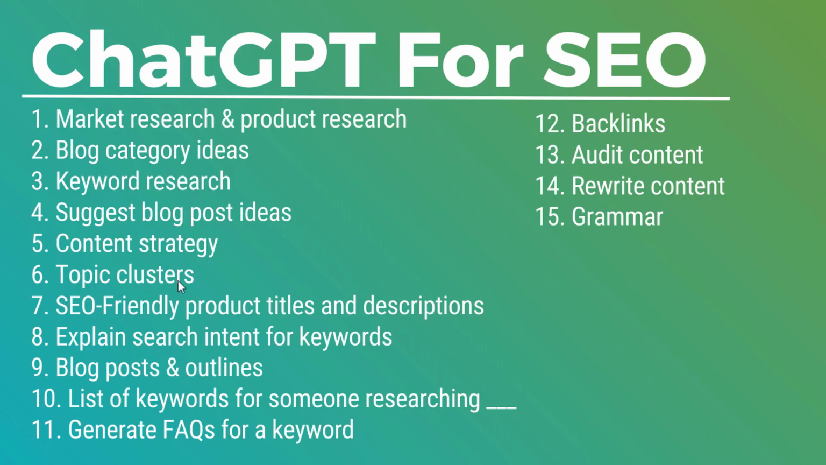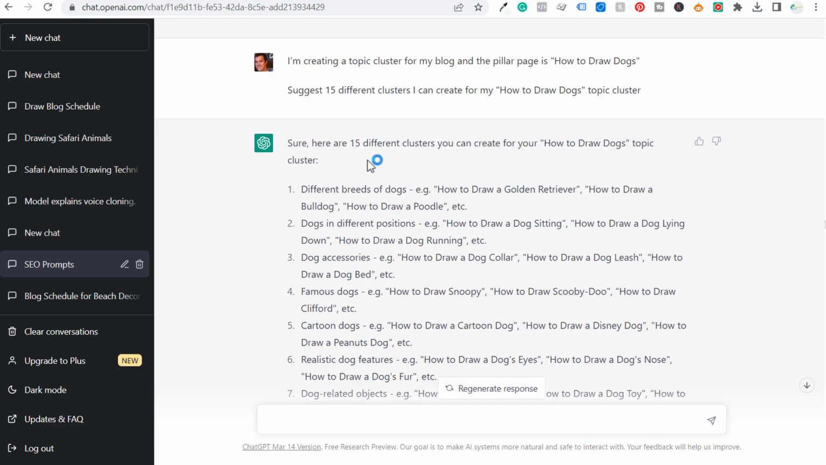Okay, so next is going to be topic clusters. This is one of my favorite ways to use ChatGPT for SEO. If you're not familiar with what topic clusters are, you have a pillar page, which is essentially your short tail keyword: how to draw dogs. This is a very popular keyword, but when it comes to how to draw dogs, there are so many different types of breeds. There are so many things you can draw related to dogs where it's not just, I need to write one blog post for how to draw dogs.